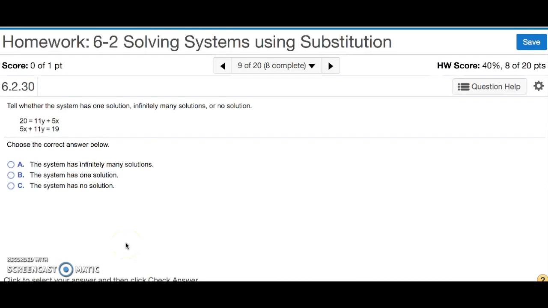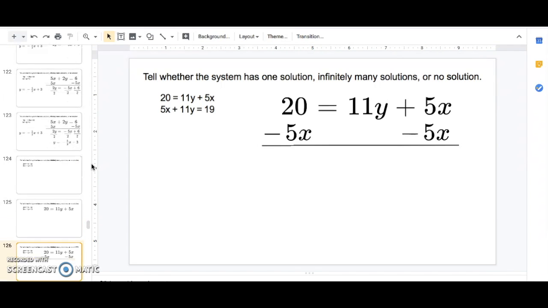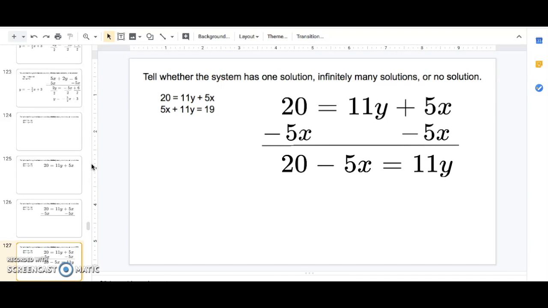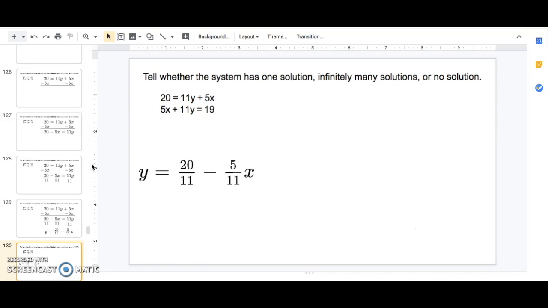Number 9 is also asking us whether the system has one solution, infinitely many solutions, or no solution. So we need to put these both in slope-intercept form first. Okay, so the first equation is 20 equals 11y plus 5x. We need to subtract 5x from both sides. We'll have 20 minus 5x equals 11y. Divide everything by 11, and we'll get y equals 20 over 11 minus 5 over 11x. And that's my first equation.